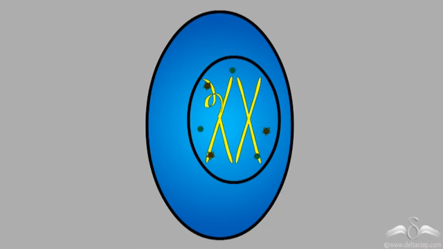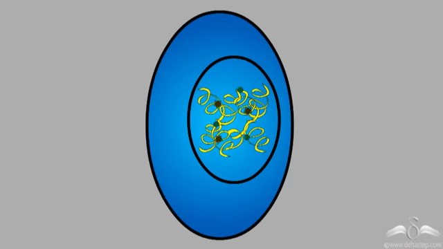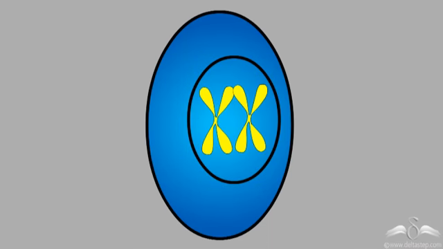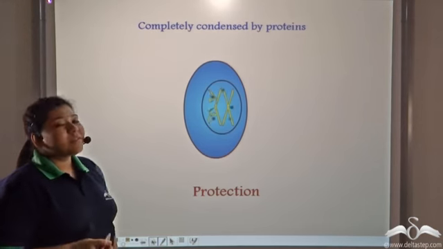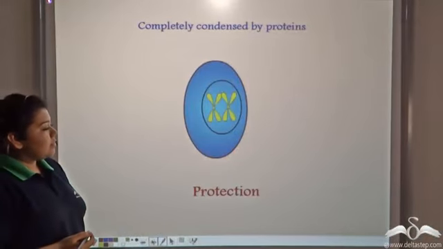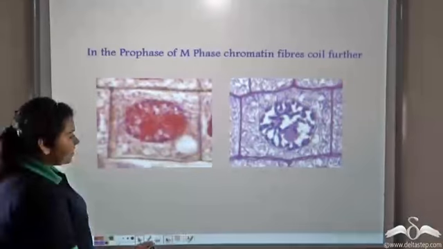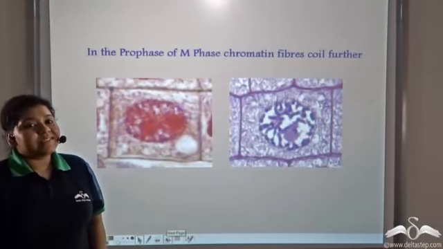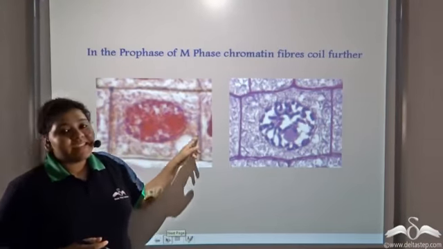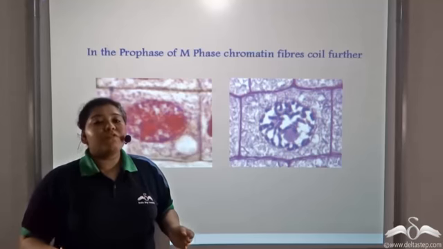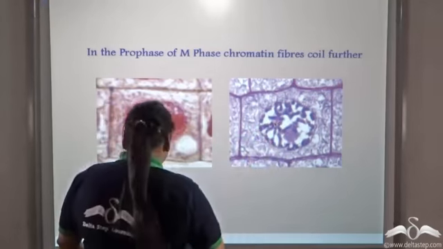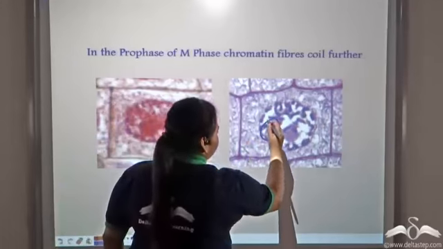Well, proteins help in coiling so that the DNA or the chromatin fibers get protection against cytoplasmic molecules during cell division. Now, in the prophase of the M phase, chromatin fibers condense and coil further to form a ribbon-like structure which is known as chromosome. See?